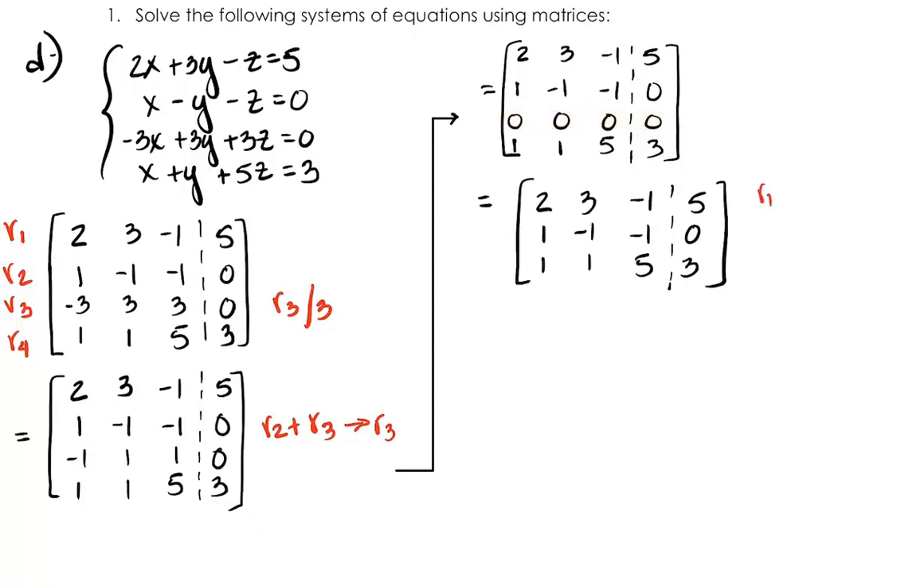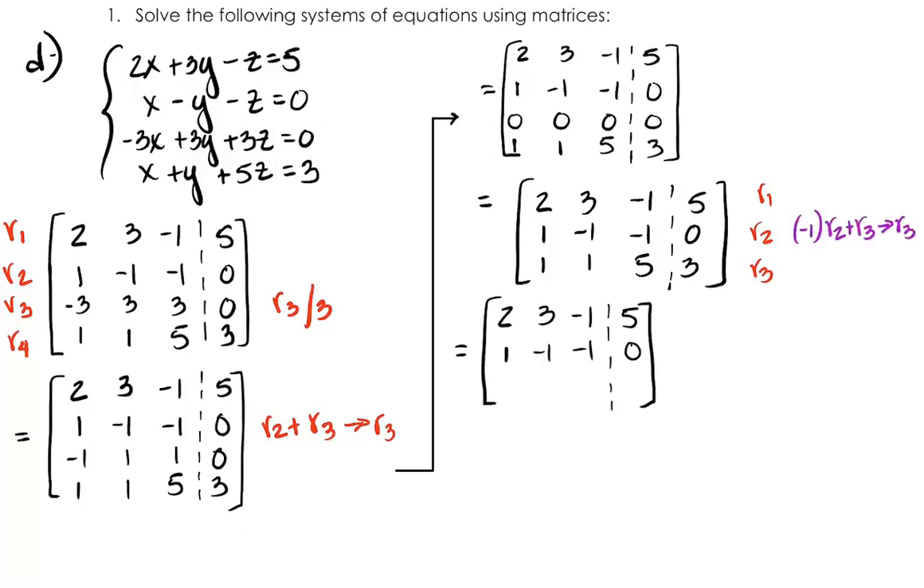Now we have row 1, row 2, and row 3. We are going to multiply row 2 times -1 and add it to row 3 to get a new row 3. So -1 times 1 is -1, plus 1 is 0. -1 times -1 is 1, plus 1 is 2. -1 times -1 is 1, plus 5 is 6. And -1 times 0 is 0, plus 3 is 3.